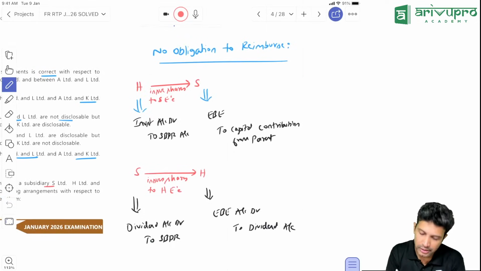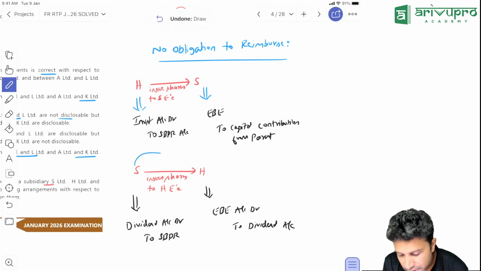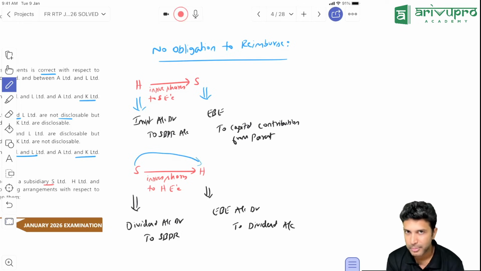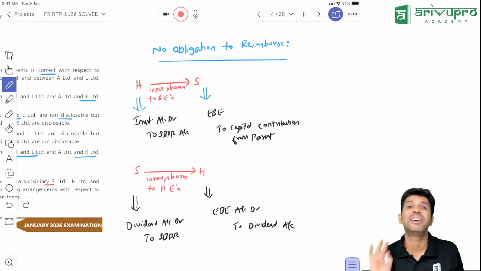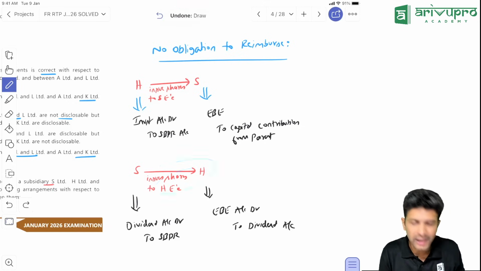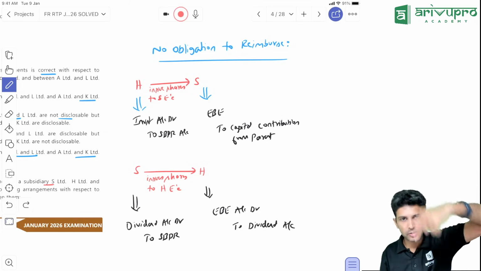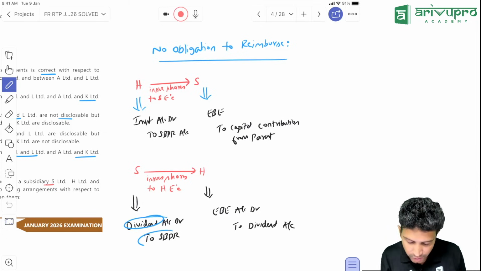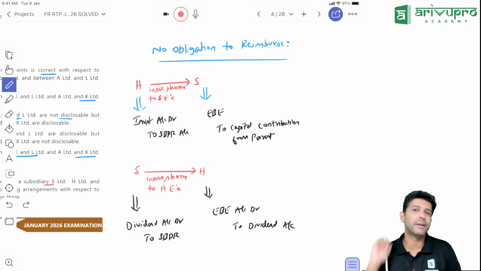The reverse case will be the subsidiary giving shares to the holding's employee. That can also work. So if the subsidiary is giving the shares to the holding's employee, what will the subsidiary pass? If the subsidiary is giving any benefit, the subsidiary will treat that as a dividend. The subsidiary can't debit employee benefit expense because it is the holding's employee, so the holding company received the service. So instead of employee benefit expense to SBPR, the subsidiary will say dividend account debit to SBPR. The subsidiary will treat this as having paid some dividend to holding.